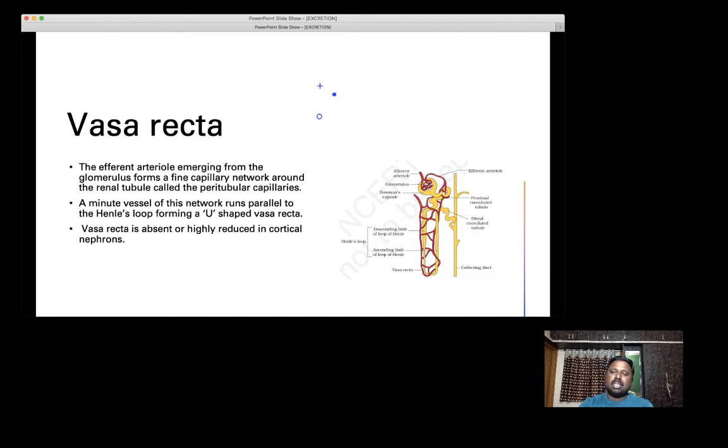Afferent arterioles carry the blood away from the glomerulus, which forms a network of capillaries. This is called the peritubular capillaries. Another minute vessel of this network runs parallel to the Henle's loops. Some of these capillaries formed around Henle's loops are called the Vasa recta. This Vasa recta is absent or reduced in the cortex region. Mostly it is present in the medulla region only.